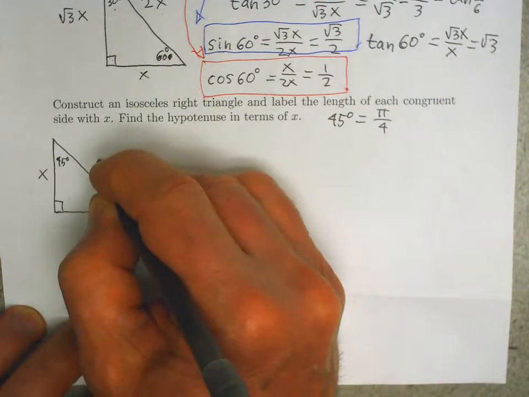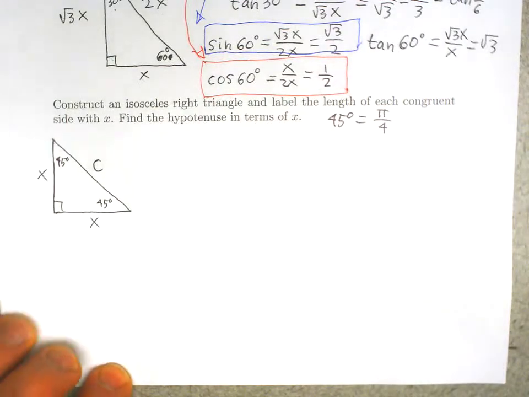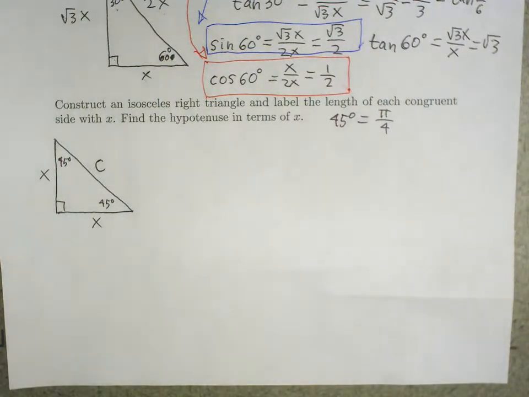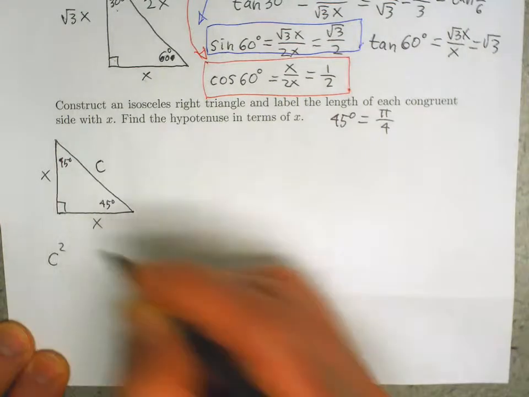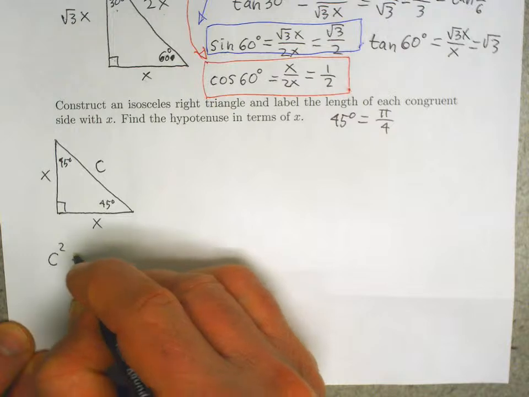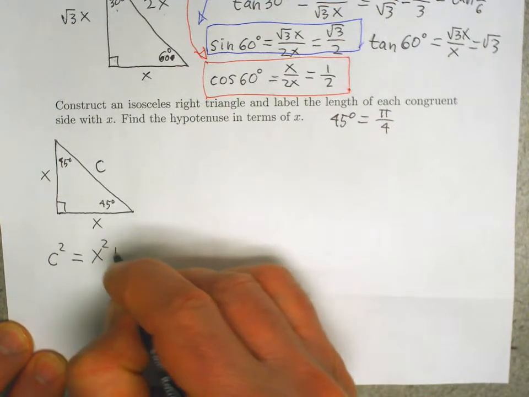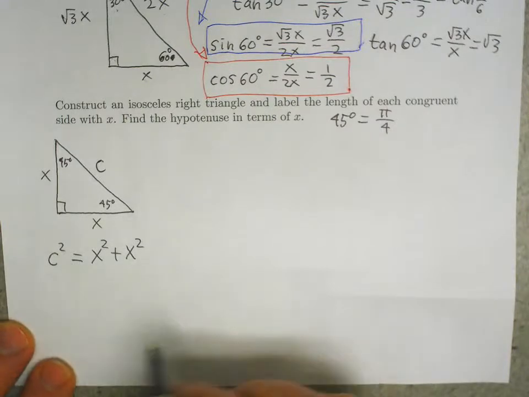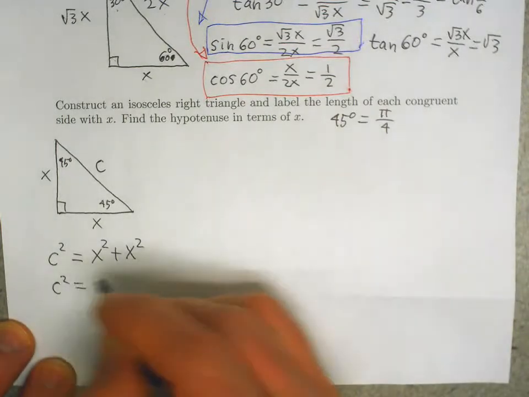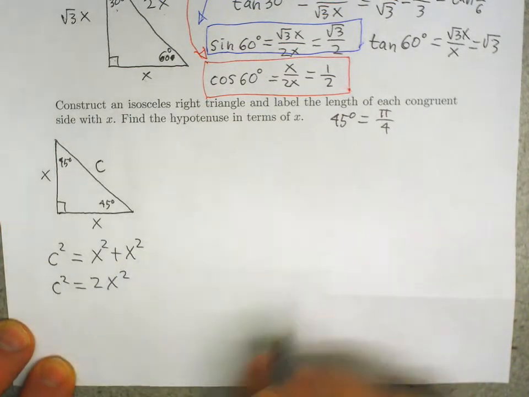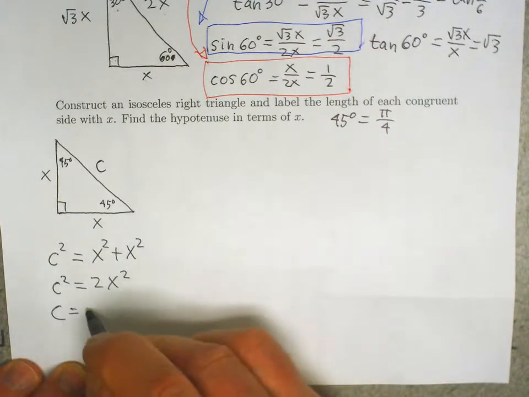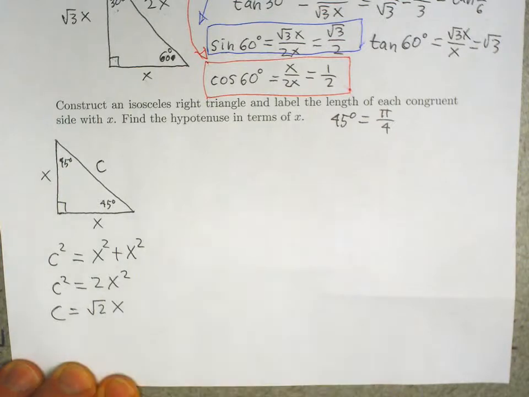Okay, let's label the hypotenuse c. We'll use the Pythagorean Theorem to find the hypotenuse in terms of x. So the length of the hypotenuse squared, c squared, is equal to the sum of the squares of the lengths of the two legs. So c squared equals x squared plus x squared. So c squared equals 2x squared. And so the hypotenuse is the square root of 2 times x.